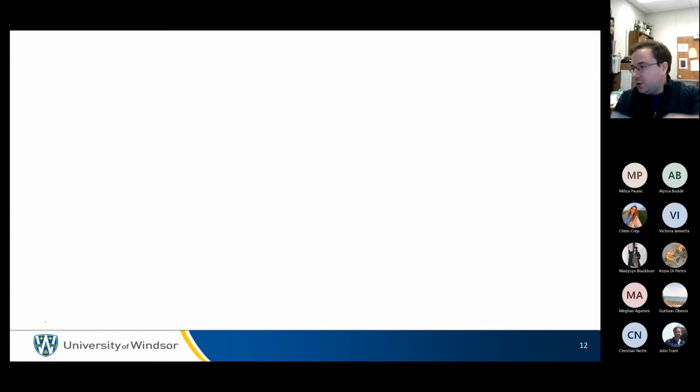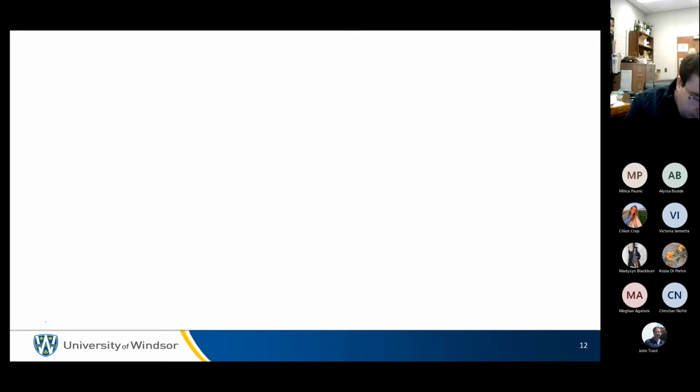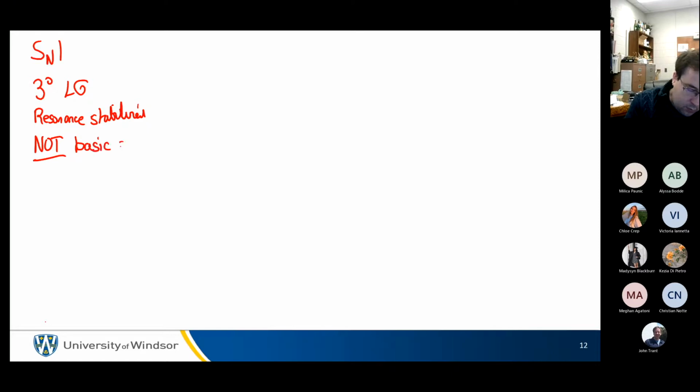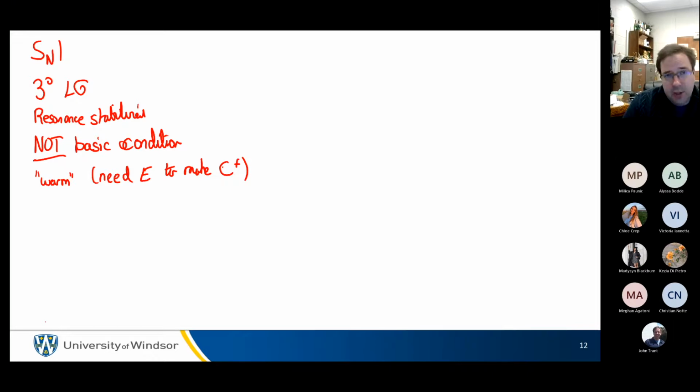Let's talk substitutions. If I'm just looking at SN1 versus SN2, not considering the eliminations, SN1s like stable carbocations. That is what they're interested in. Good leaving group. So tertiary or resonance stabilized can both work.